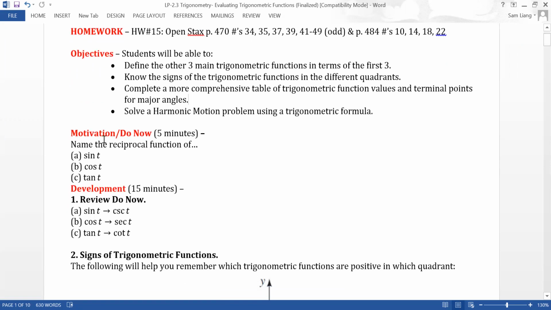I'm not going to go to the slide for this because it's going to be quick. So yeah, let me just talk about it here. Name the reciprocal function of sine, cosine, and tangent. You might remember this from Algebra 2. If you don't, that's okay. We're going to go over it right now.